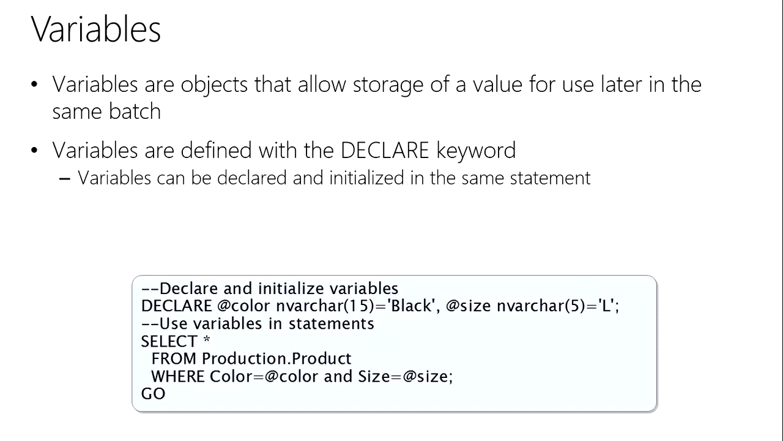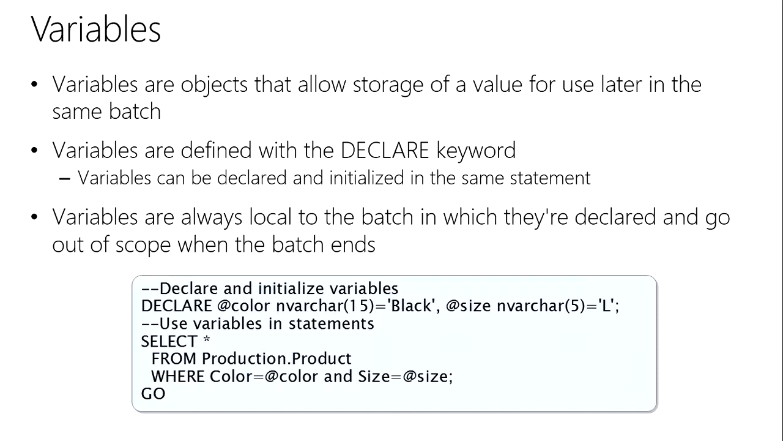Okay, so that's example there. Declare two variables, color and size. It begins with an @ symbol, and then using it where we would just use, whether it be a string, whether it be a number, where we would use a value. So we've got a select where the color is equal to @color, size is equal to @size. So we're going to use that variable, remembering not to put a go in between the two, because then it would lose the variable because it would be in a separate batch. There we go. So always local to the batch, go out of scope when the batch ends.